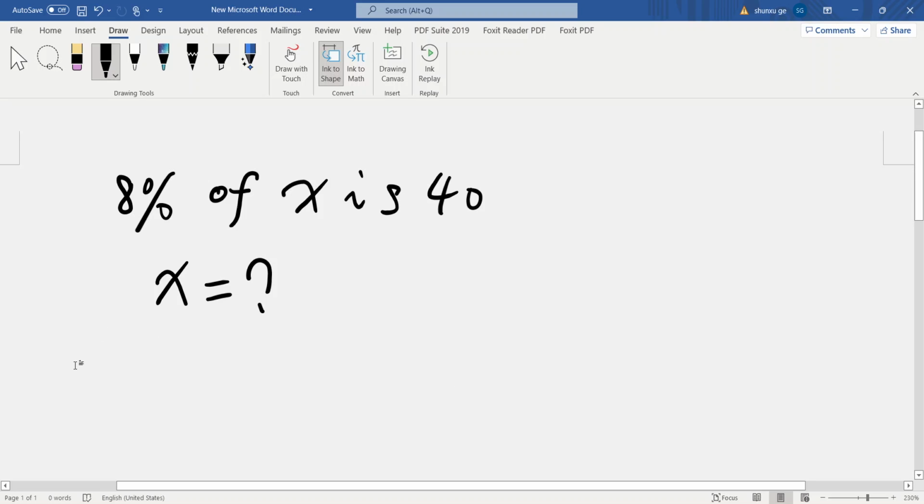Okay, now we have a question. 8% of x is 40. What's the value of x? According to the meaning of this sentence, we can write the equation like this.